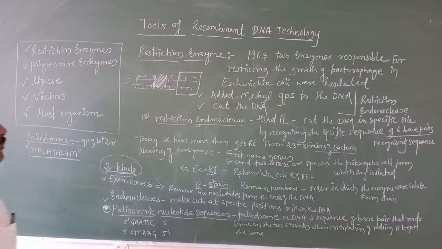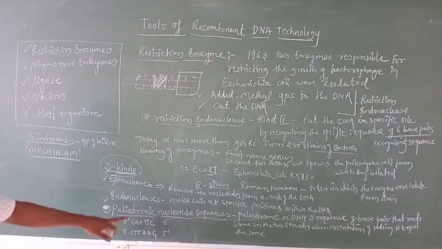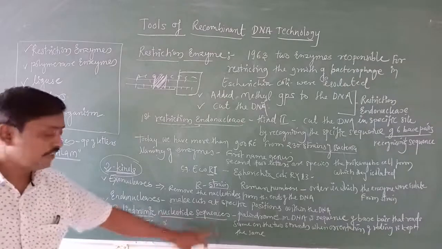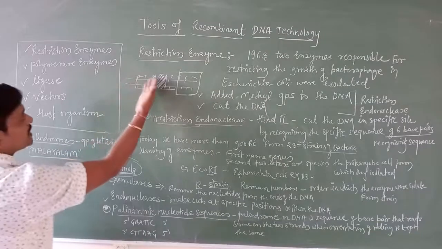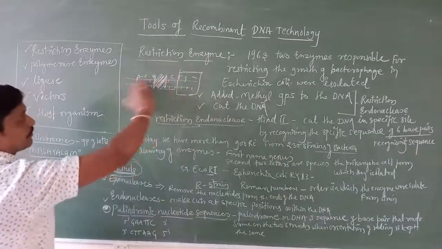Now, the next point we are going to study is palindromic nucleotide sequence. So here I have written ACGT in the sense.